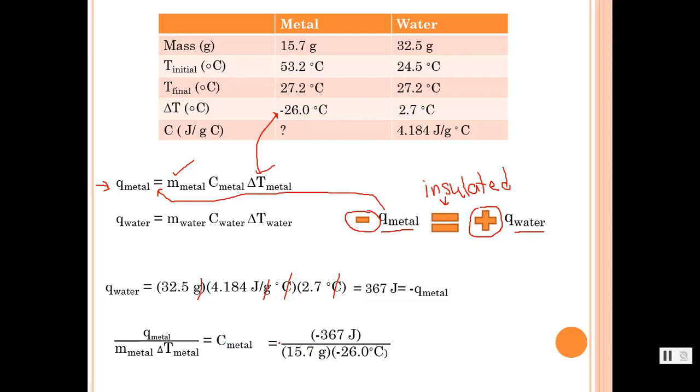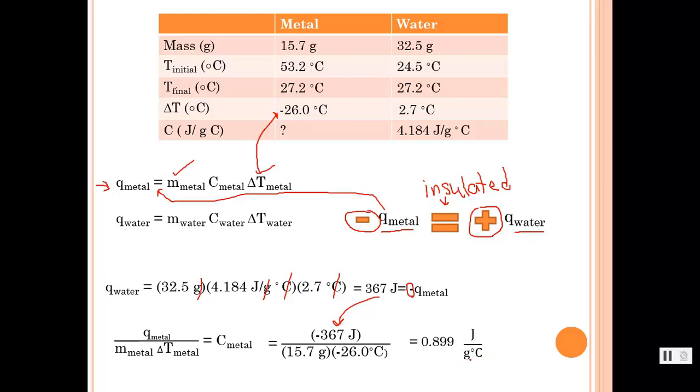So my C of the metal is equal to minus 367 joules. Again, it's negative because of this negative sign. And that's good because that negative sign is going to cancel out with the negative sign from the negative 26 degrees Celsius that we found up here. So when doing that division and multiplication, you get an answer that it's in joules per gram degree Celsius, which is good. That's a measure of specific heat. And so to 3 sig figs, that should give you an answer of 0.899 joules per gram degree Celsius.